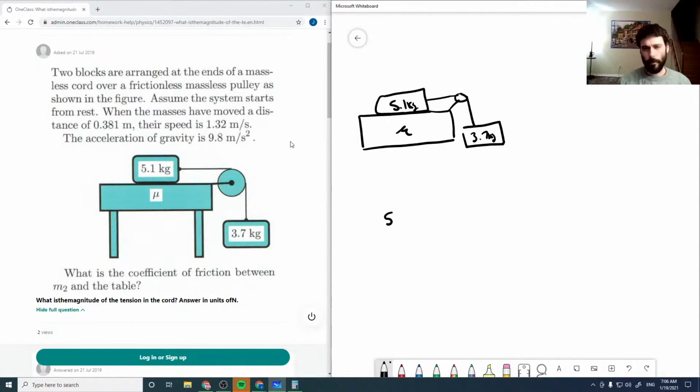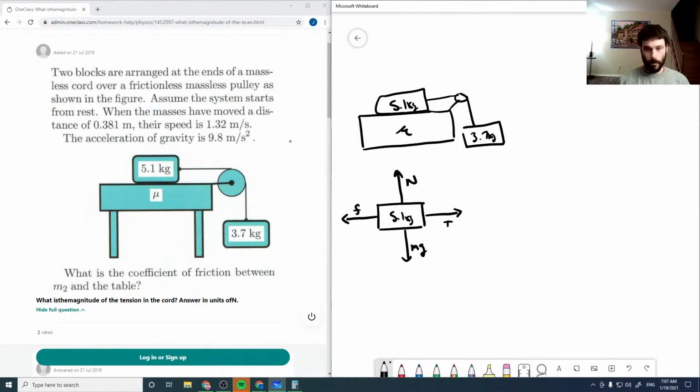So for the 5.1 kilogram mass, our tension goes this way, our friction goes this way, and I'm kind of at an angle there, so I'm just going to fix that. So for our 5.1 kilogram mass, our tension goes this way, our friction goes this way, we've got an mg and a surface normal.